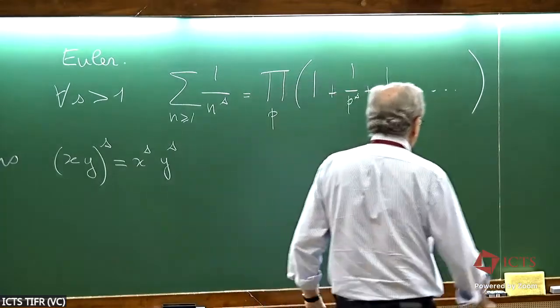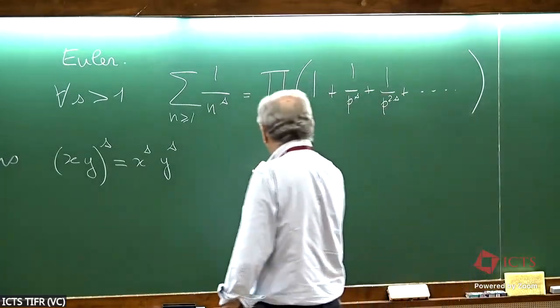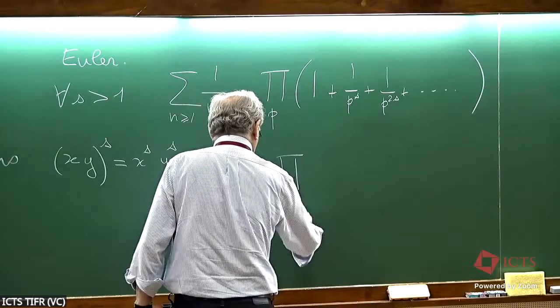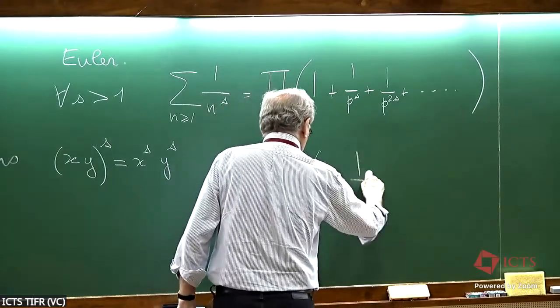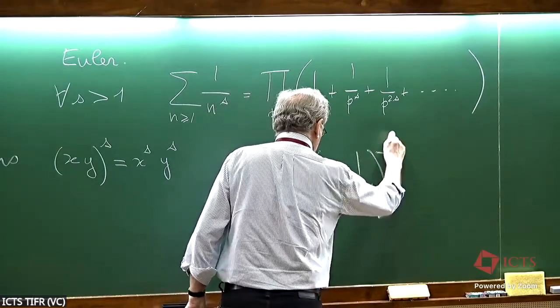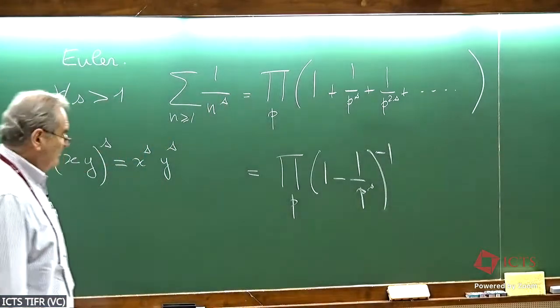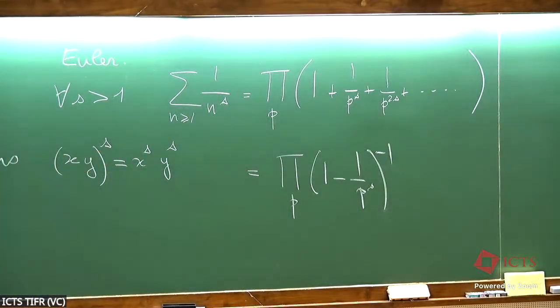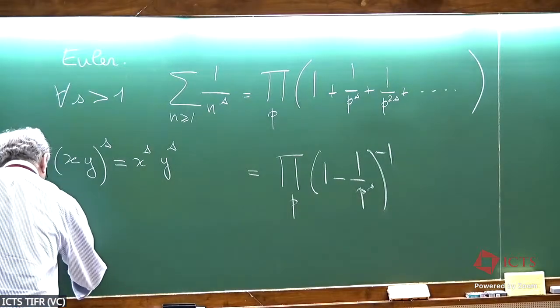Now you may write this also as the product over primes of (1 minus 1 over p to the s) to the minus 1. It's more compact. And now what Euler could have done is the following: look at s equal to 2.